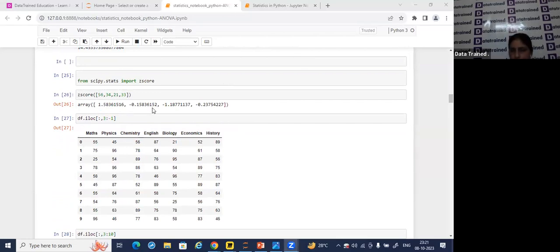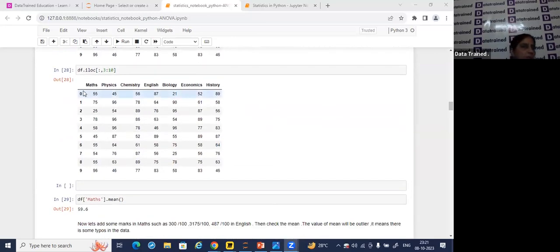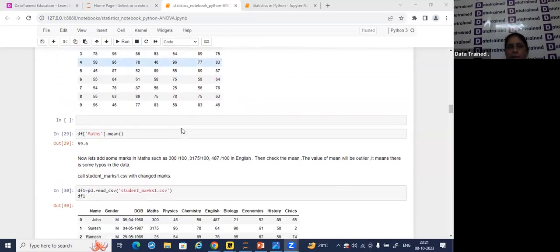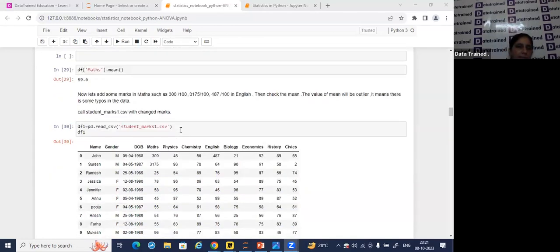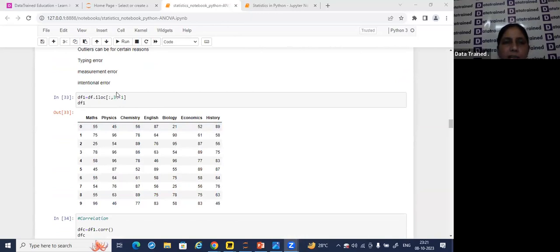3 to minus 1, or 3 to 10 also if I'm giving, here also I'm getting this data. So in any way I can select the data, I can cut the data. If I take 3 to minus 1, I have taken the entire data, math to history, all the rows, numerical data.